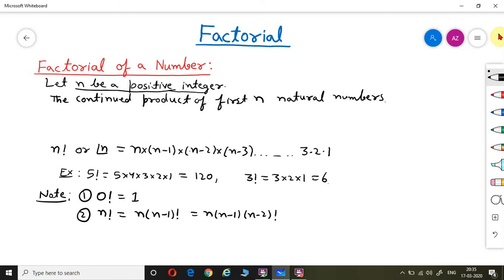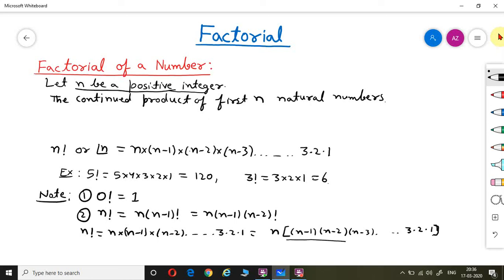So how did we get this? We will deduce this relation. Suppose n factorial, by definition, is the product of the first n natural numbers: n into n minus 1 into n minus 2 and so on, 3 into 2 into 1. We take n outside and the other terms inside the bracket: n minus 1 into n minus 2 into n minus 3 and so on, down to 3 into 2 into 1. Now in this square bracket, it is the product of the first n minus 1 natural numbers. So it is n into n minus 1 factorial, where n minus 1 factorial is the product of the first n minus 1 natural numbers.